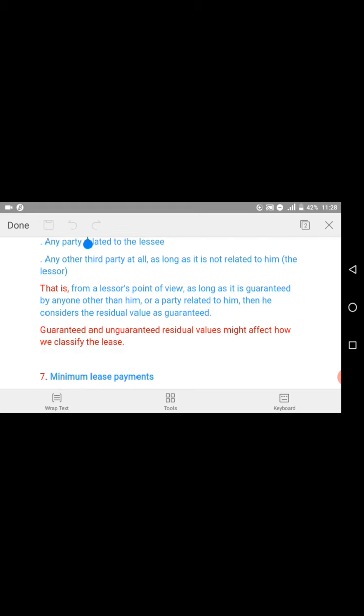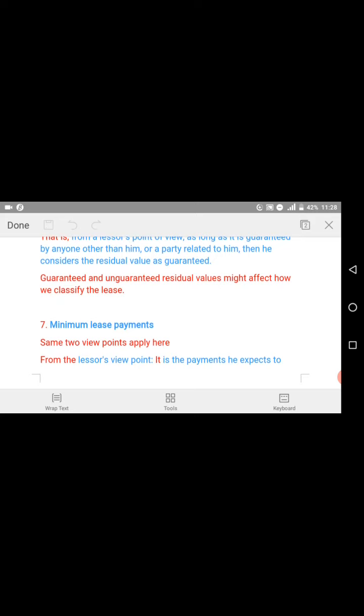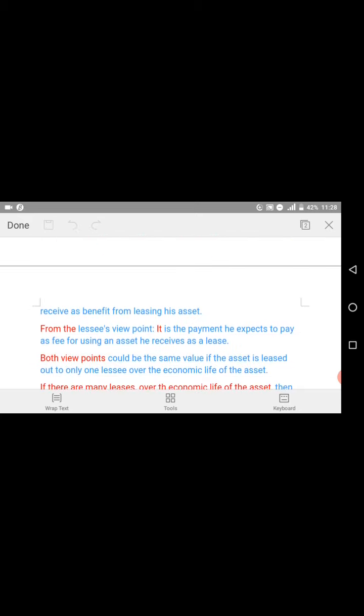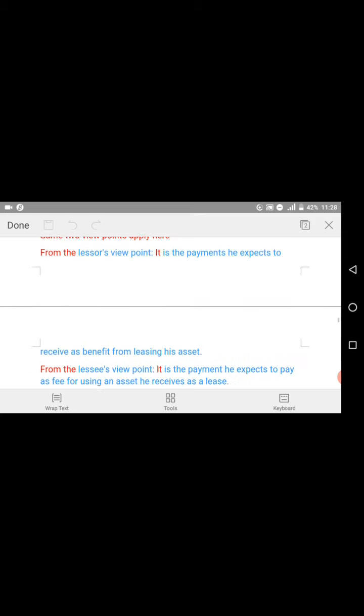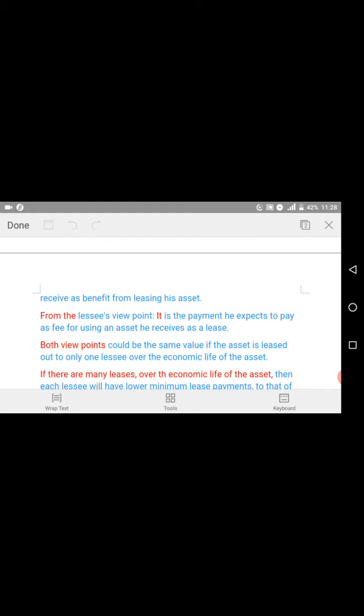Guaranteeing that unguaranteed residual values might affect how we classify the lease. The 7th definition is minimum lease payment. The same 2 views apply here from the lessor's point and the lessee's point. We start with the lessor's point, the person who is offering his asset. It is the payment he expects to receive as benefit from leasing his assets, payments he expects to receive in total from leasing his asset, or the lessee's point of view is the payments he expects to make or pay as fee for using an asset he receives as a lease.